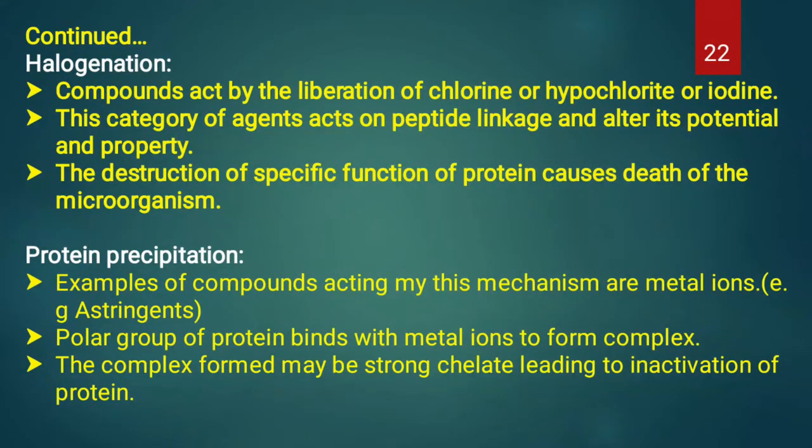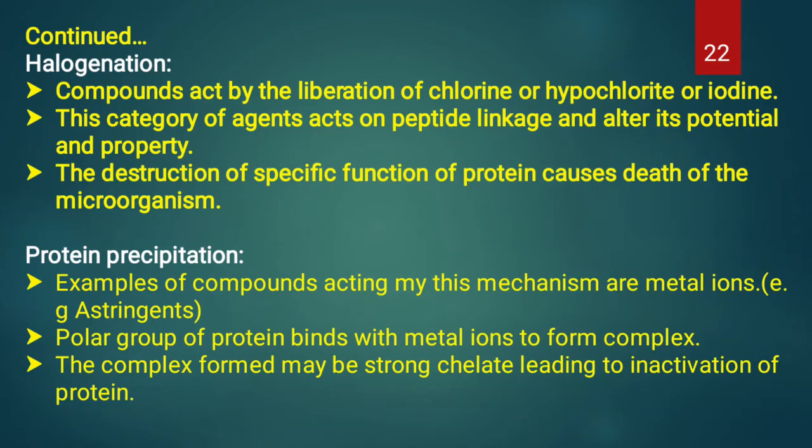Halogenation mechanism. The compounds that act by halogenation mechanism basically act by the liberation of chlorine, hypochlorite, or iodine. This category of agents act on the peptide linkage of the protein and alter its property by binding with the peptide linkage and causing halogenation of the peptide linkage. The destruction of a specific functional group or amide linkage of the protein causes the death of the microorganism.